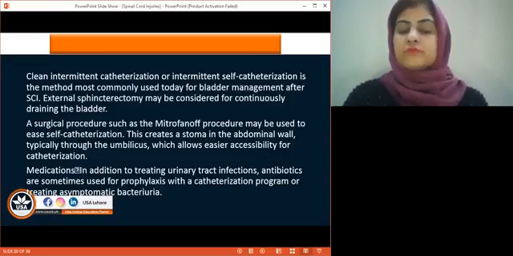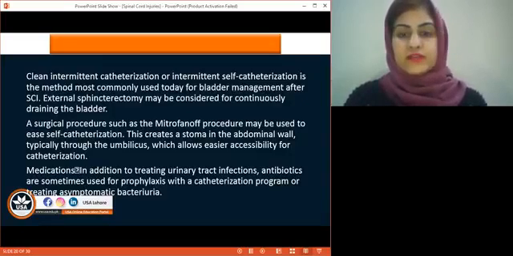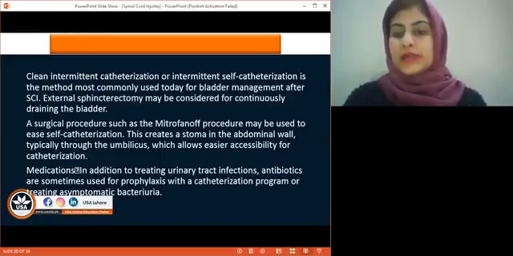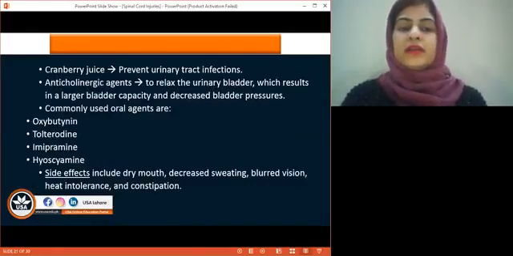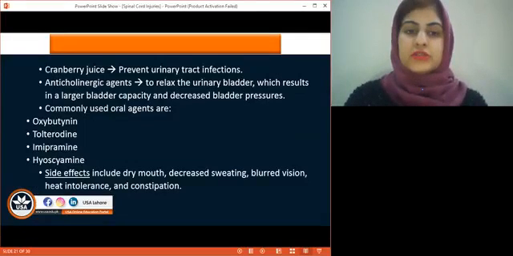Medications. In order to treat urinary tract infection, antibiotics are given for prophylaxis with the catheterization program to treat asymptomatic bacteriuria. So you can give medications as prophylaxis for UTIs. Other than that, cranberry juice can be given. It also prevents urinary tract infection.